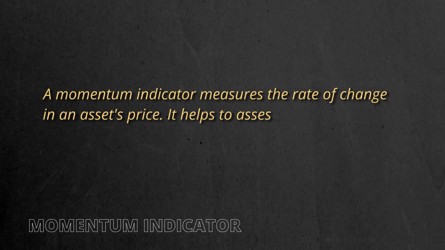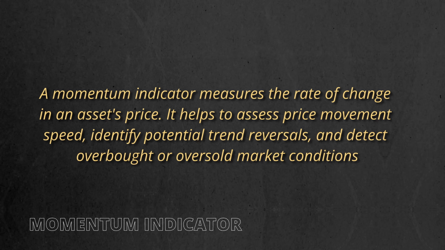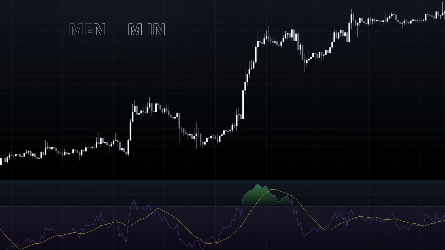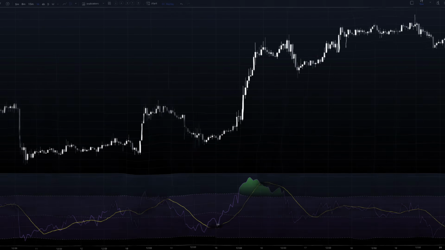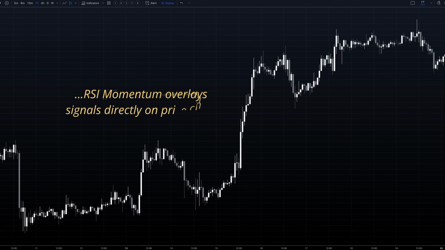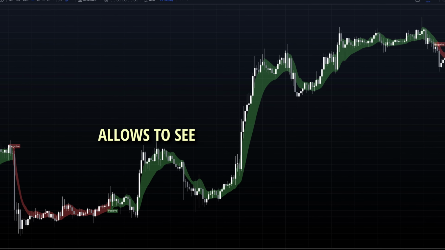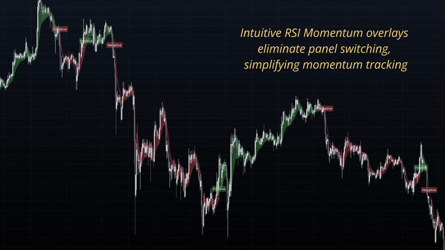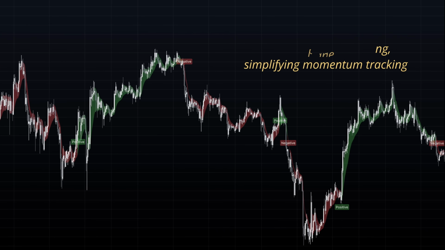A momentum indicator measures the rate of change in an asset's price. It helps to assess price movement speed, identify potential trend reversals, and detect overbought or oversold market conditions. Unlike the regular RSI, which is typically shown in a separate pane below the price chart, this RSI momentum indicator overlays its signals directly on the price chart. This integration allows you to see momentum shifts alongside price action. The visual cues provide a more intuitive way to track RSI-based momentum changes without needing to switch between panels.